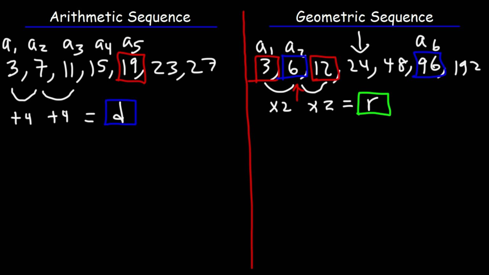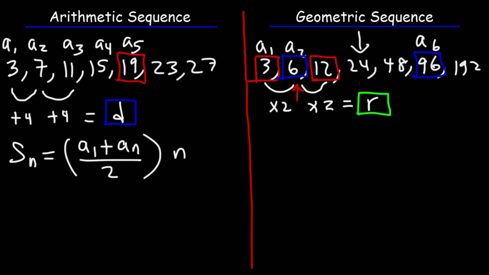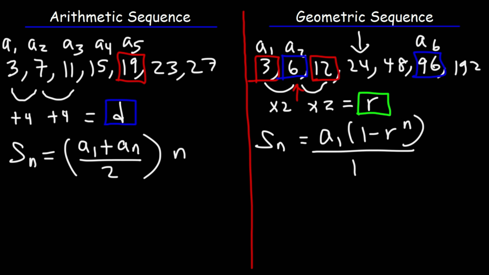Now the next thing we need to do is be able to calculate the partial sum of a sequence. S sub n is the partial sum of a series of a few terms, and it's equal to the first term plus the last term divided by 2 times n. For a geometric sequence, the partial sum S of n is going to be a sub 1 times 1 minus r raised to the n over 1 minus r.